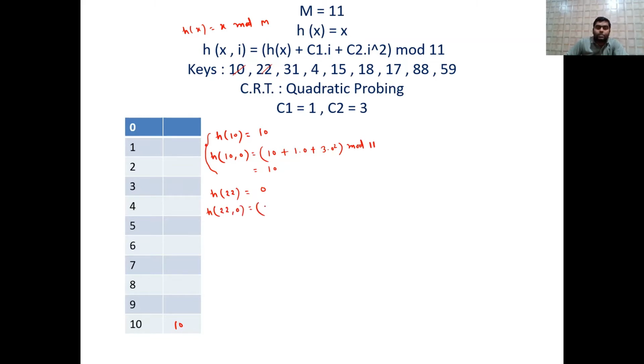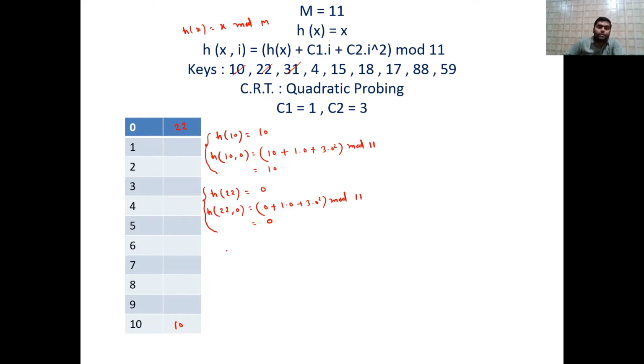But anyhow, H of 22 is 0 plus C1, which is 1, into 0, plus C2, which is 3, into 0 square, and mod of 11. So this will return you 0 as the answer. So the 0th location is vacant, and 22 will be stored at this location.